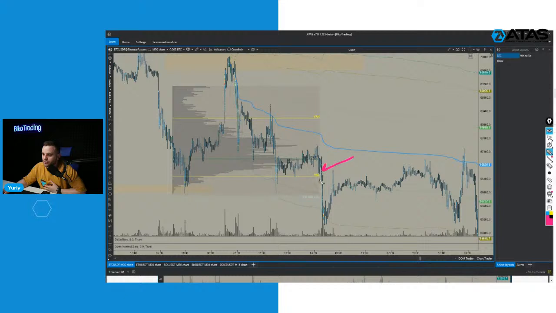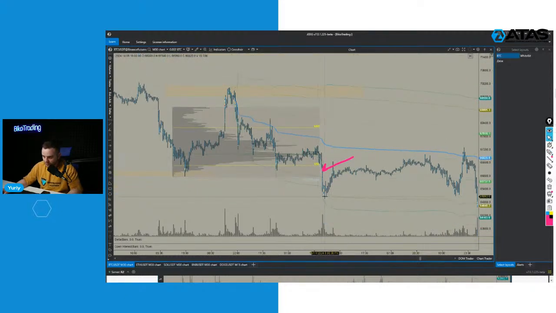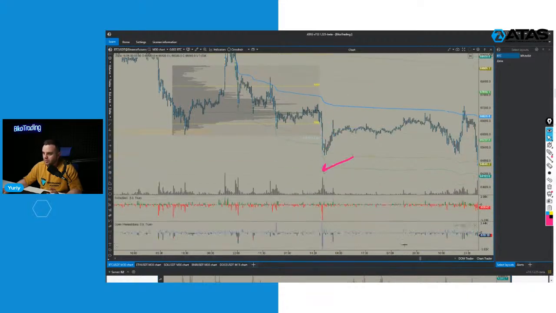Here is an example where I took a trade for short, into this beautiful liquidation. It was just perfect. After that, that's an example of when you can take a short entry after a significant liquidation. How many of you understand that this is a liquidation?